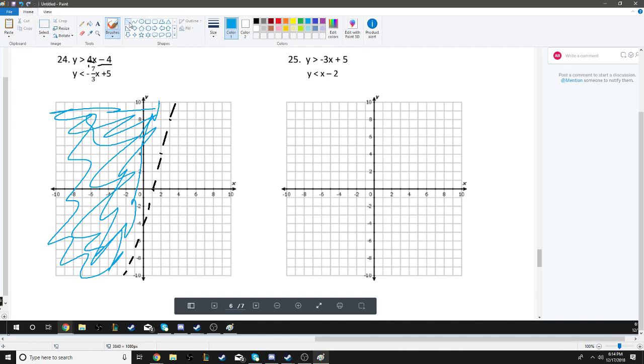Now for the second one, start at positive 5. So we're going to start right here. And we need to go down 7 over 3. Down 1, 2, 3, 4, 5, 6, 7 over 1, 2, 3. Okay. And again, we need to do a dashed line.